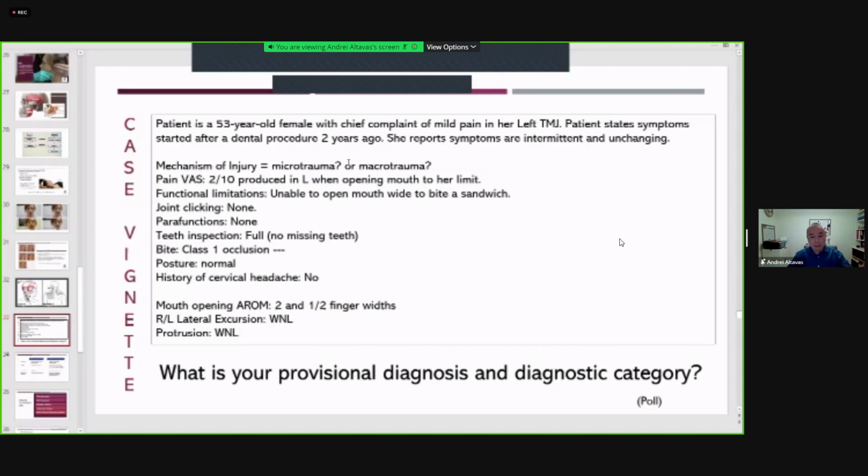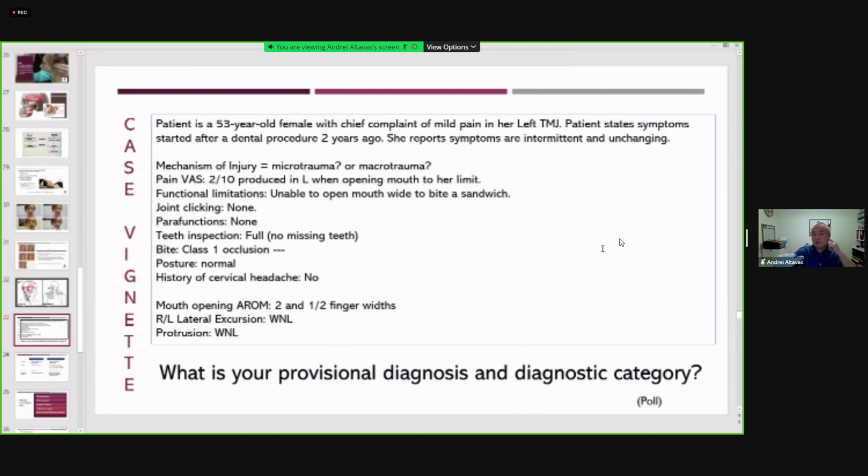Now, I wouldn't say mechanism of injury, but this would be an event that predisposed her to her symptoms. She had a dental procedure 2 years ago, so she told me she just remembers having a dental procedure, and a few days later she started having pain in that left TMJ. Now, keep in mind, this happened 2 years ago. Her symptoms have since improved, but her main functional limitation is inability to open her mouth wide, and that's been going on for 2 years.